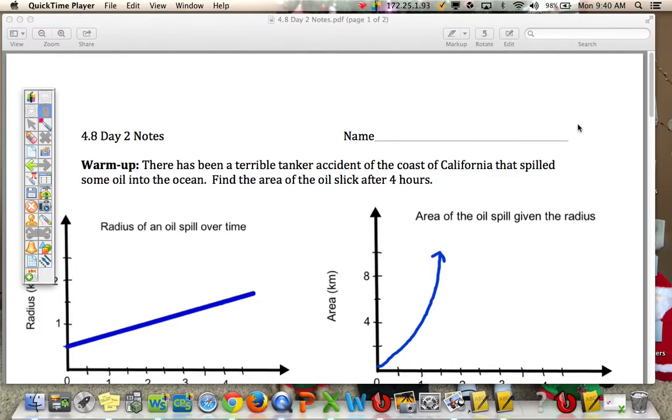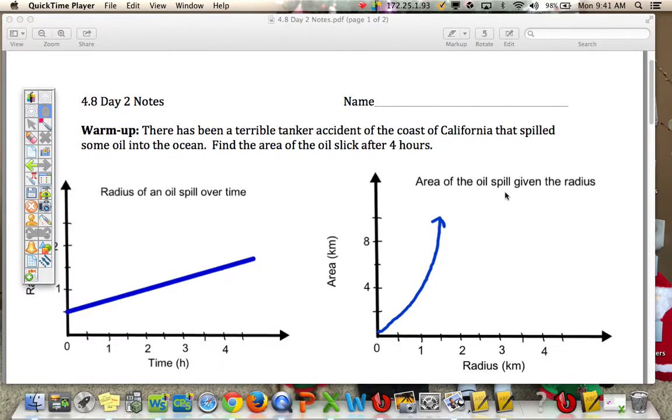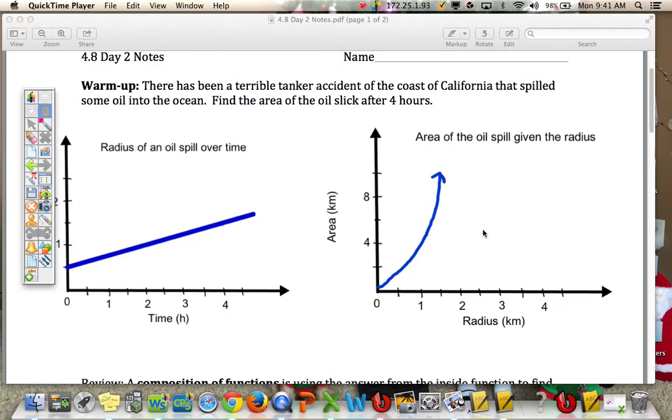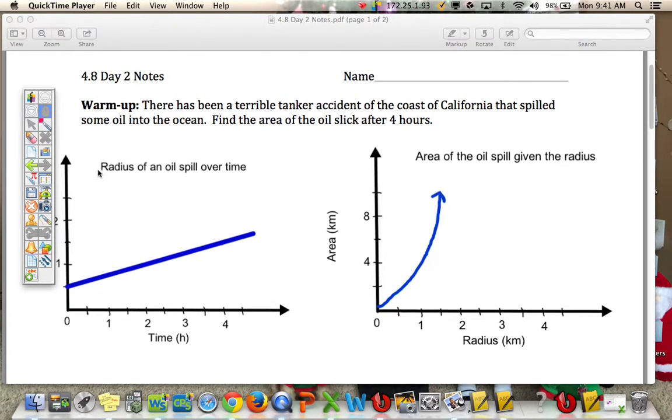The warm-up is there has been a terrible tanker accident off the coast of California that spilled some oil into the ocean. Find the area of the oil slick after 4 hours. This is a composition of a function because in order to find the area, we need the radius over time. So it's a composition. We're going to use the answer to the first graph to find the answer in the second graph. So composition of functions.